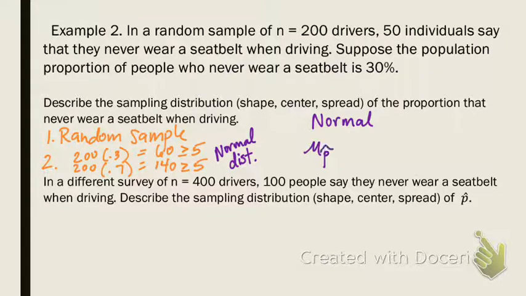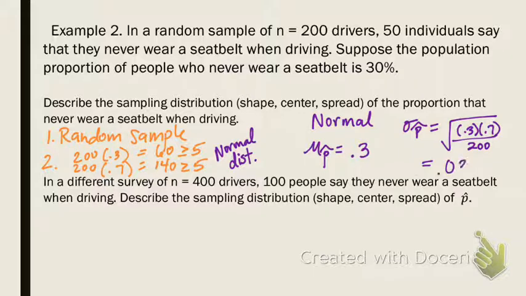Mean is what? What's the mean? 0.3, because it's given. Standard deviation is the square root of 0.3 times 0.7 over 200. What do you get? 0.032.